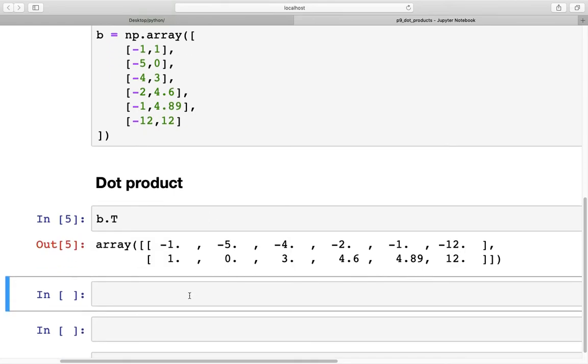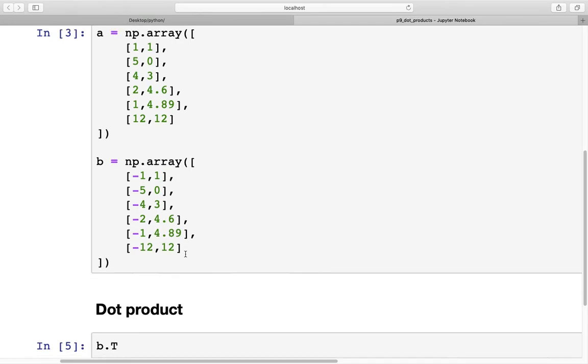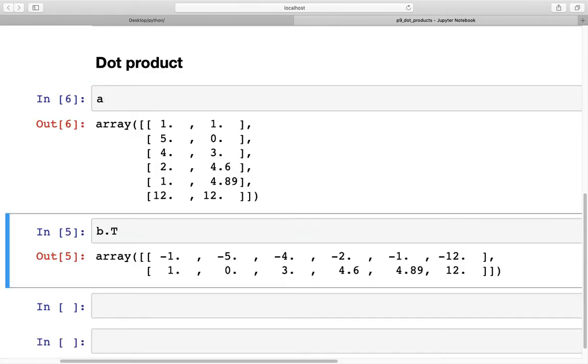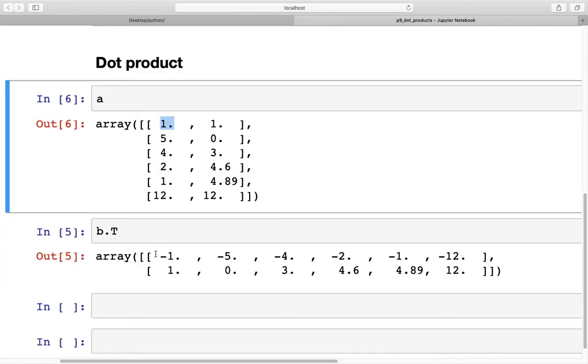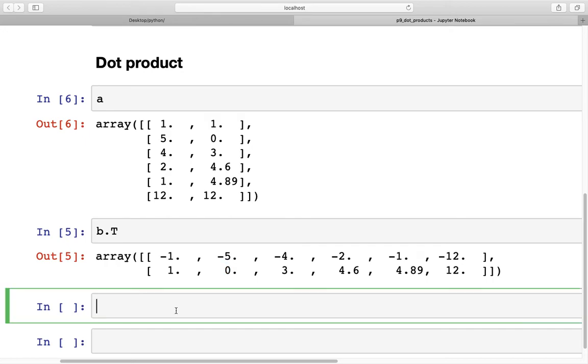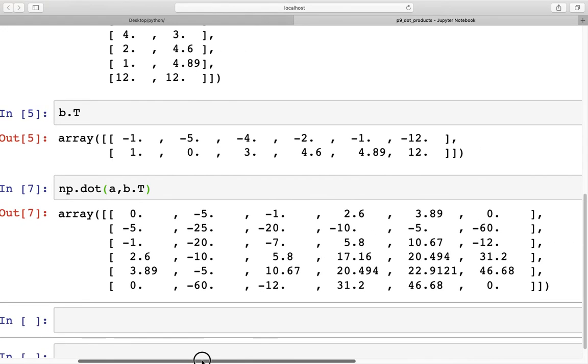The way a dot product works is we are going to multiply. So let me create a cell here. We are going to multiply 1 with -1 plus 1 with 1, and then multiply 1 with -5 plus 1 with 0, and so on and so forth. So np.dot(A, B.T), and this gives us the entire matrix for the dot product.